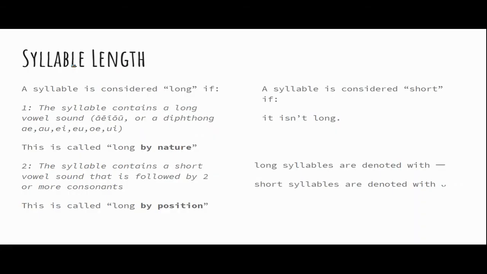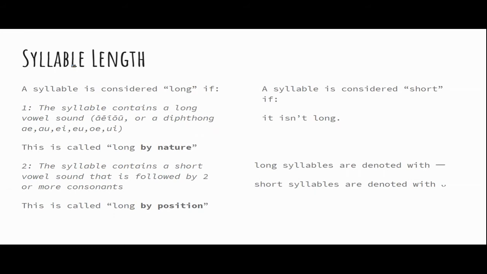A syllable is considered to be a long syllable if one of these two conditions is met. One, if a syllable contains a long vowel in it, or diphthongs, which also are considered to be long. There are 6 diphthongs in the Latin language. They're on your screen and in your handout. I typically write these 6 on the board every year because I forget them. If a syllable contains a long vowel sound, the whole syllable is considered to be long by nature.